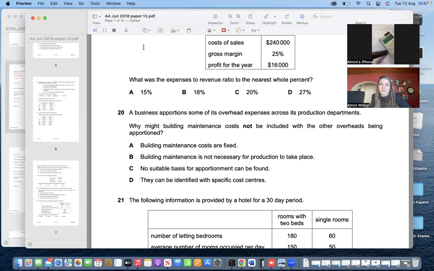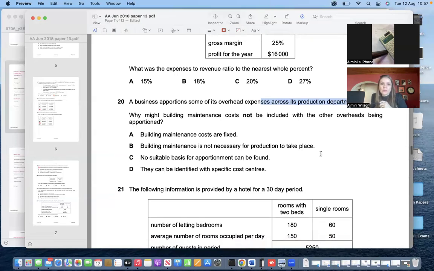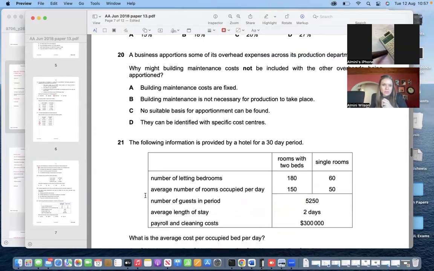I always tell the students in my class, I'm not your business studies teacher. So I feel like here, just go through your theory again with apportionment. We normally do apportion things that we can't really attribute to a specific cost center, and then we will spread it across our production departments. So I'm going to leave that one for you, but I'm going to tell you D is the correct answer.